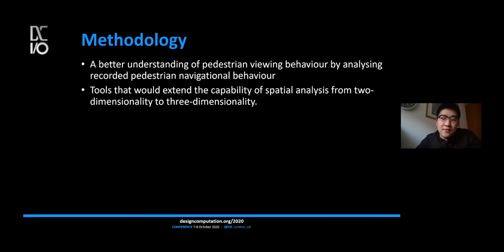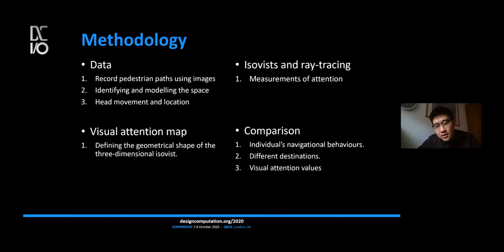For this poster, we want to provide a better understanding of pedestrian viewing behavior by analyzing recorded pedestrian navigational behavior from images or videos, from recordings. We also want to provide a tool that will extend the capability of spatial analysis from two-dimensionality to three-dimensionality. For developing this methodology, we divided it into four parts: data, isovist and ray tracing, visual attention map, and finally, a comparison between different kinds of data.